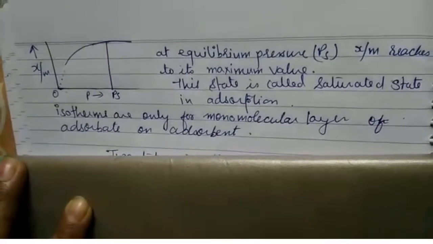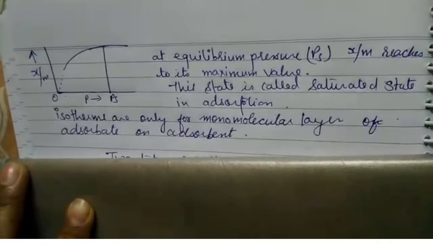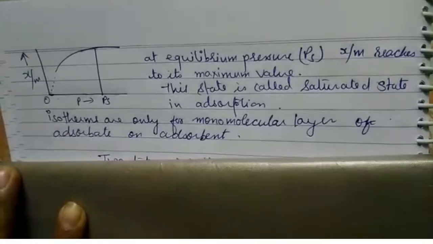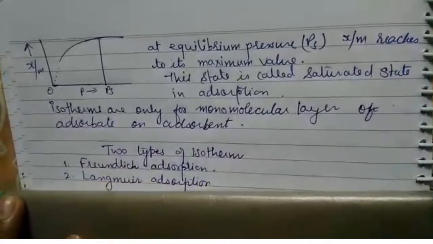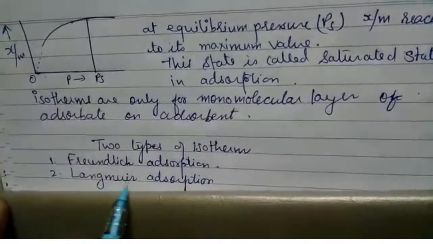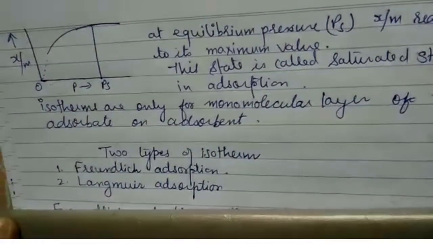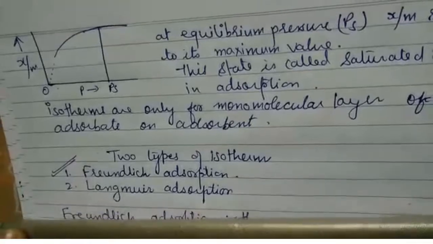So keeping the temperature constant, if we are increasing the pressure, the rate of adsorption first increases and then it reaches an equilibrium state. There are two types of isotherms. One is Freundlich adsorption and the other one is Langmuir adsorption. In detail, we are going in 12th class Freundlich adsorption.